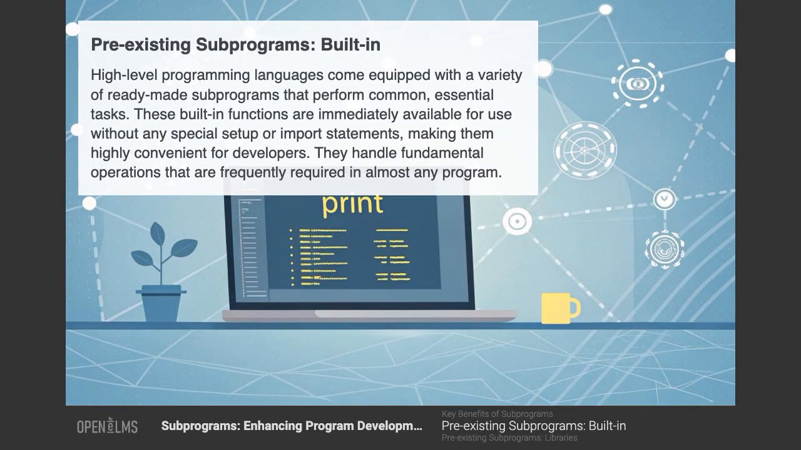Pre-existing subprograms. Built-in high-level programming languages come equipped with a variety of ready-made subprograms that perform common, essential tasks. These built-in functions are immediately available for use without any special setup or import statements, making them highly convenient for developers. They handle fundamental operations that are frequently required in almost any program.